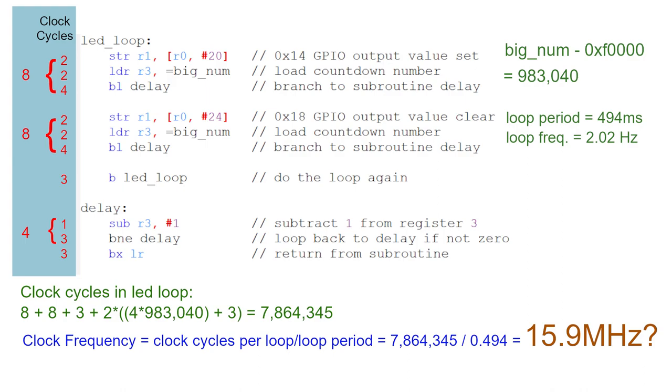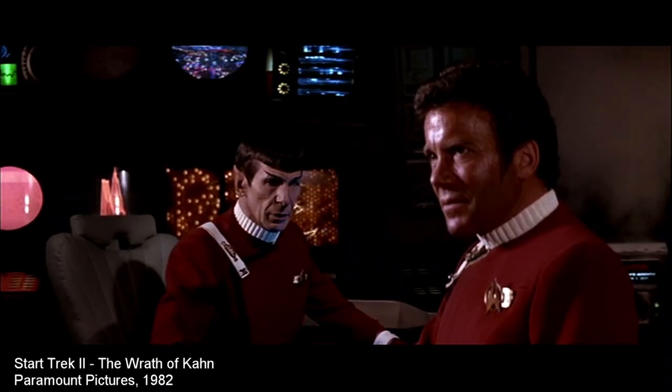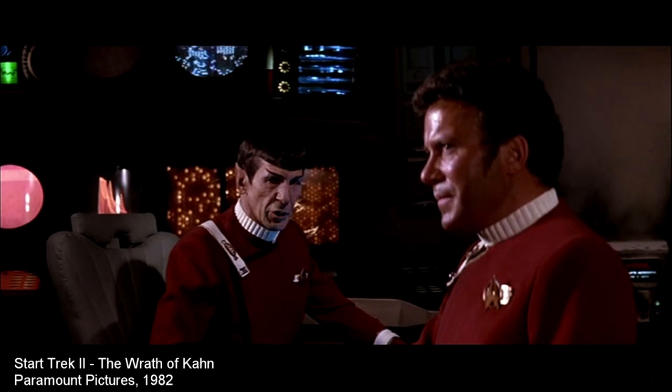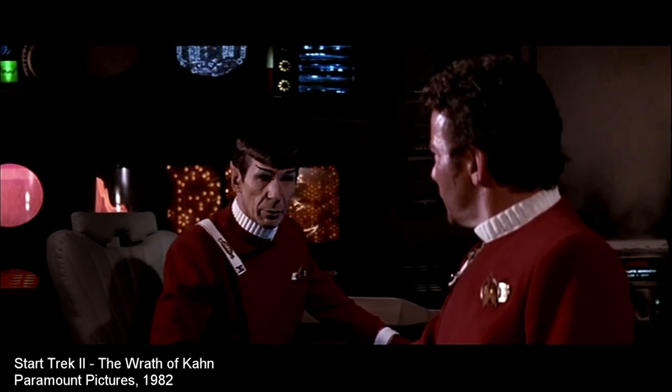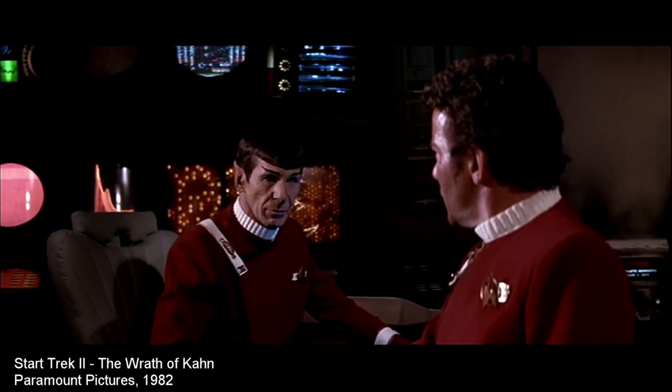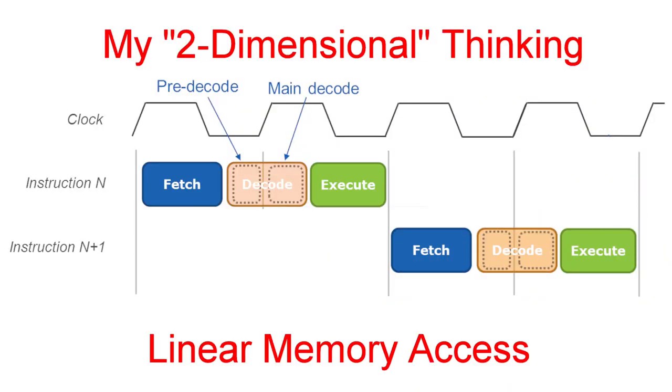That can't be right! He's intelligent, but not experienced. This pattern indicates two-dimensional thinking. Just like Khan in Star Trek II, I'm suffering from two-dimensional thinking.